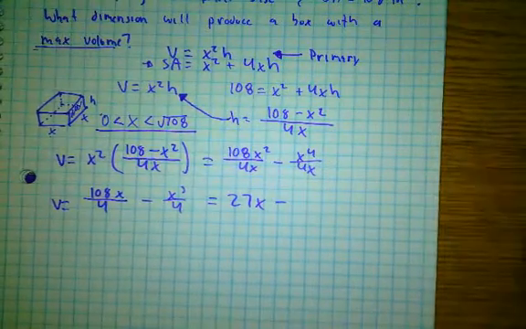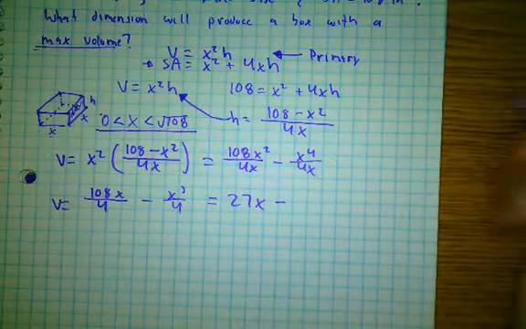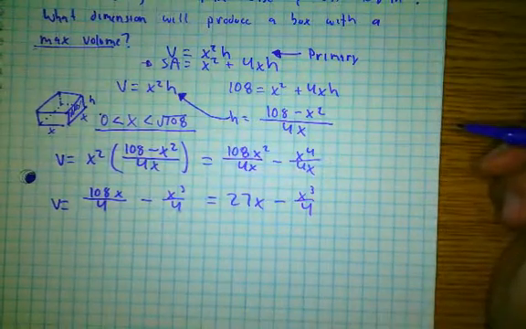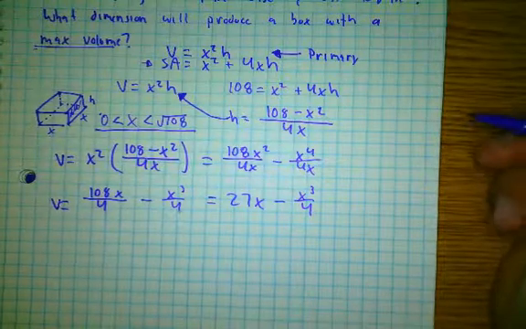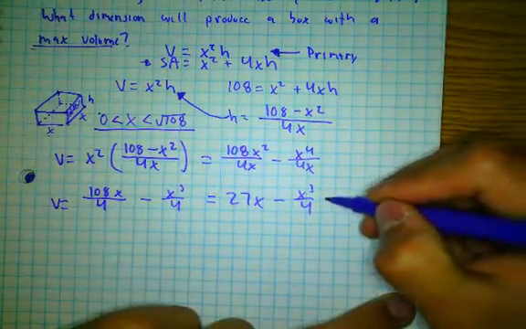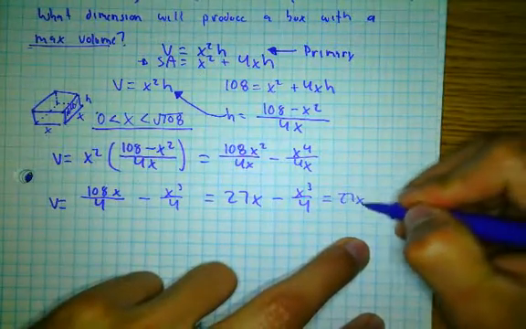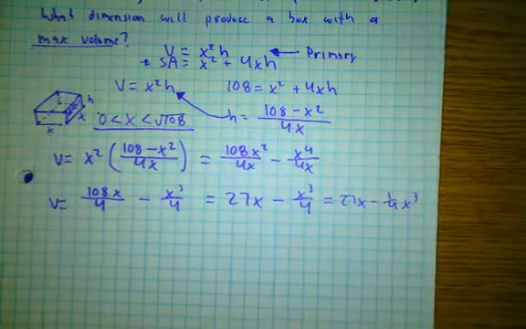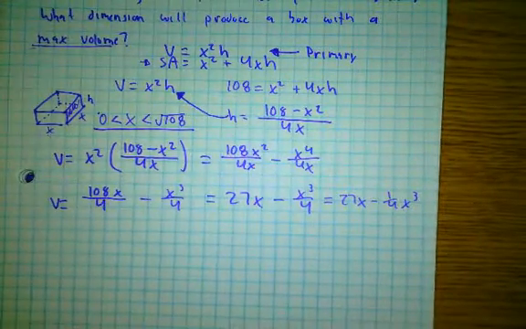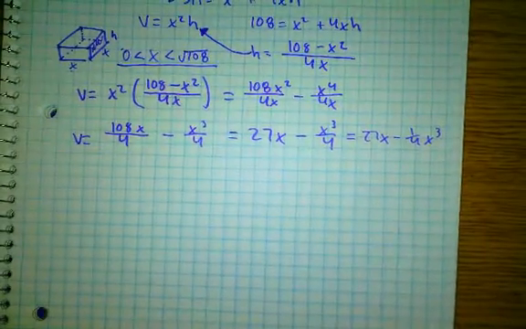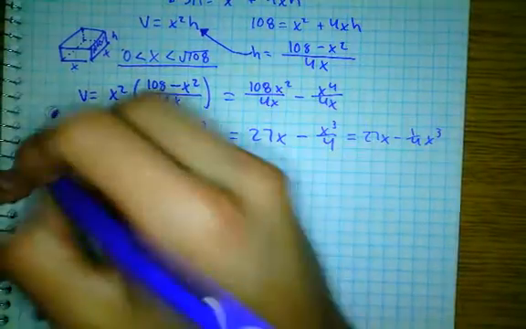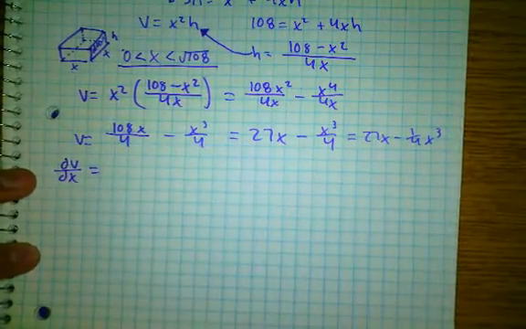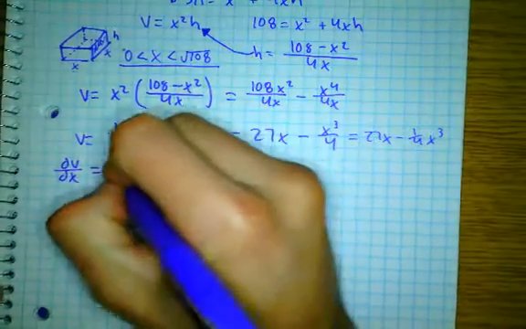Now, if you need to rewrite it like this, it's absolutely okay. Would that be the same thing? The reason why I did that is because then it makes differentiation a lot easier, right? So dV/dx, we're differentiating in terms of x, equals, what's the derivative of 27x? 27. And what's the derivative of 1/4 x to the 3rd? Well, negative 3/4 x squared. Agreed?